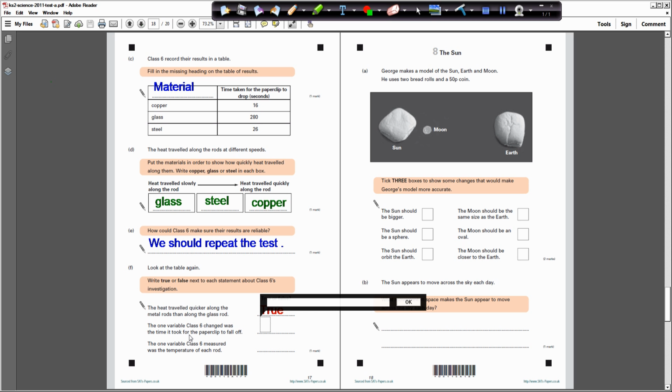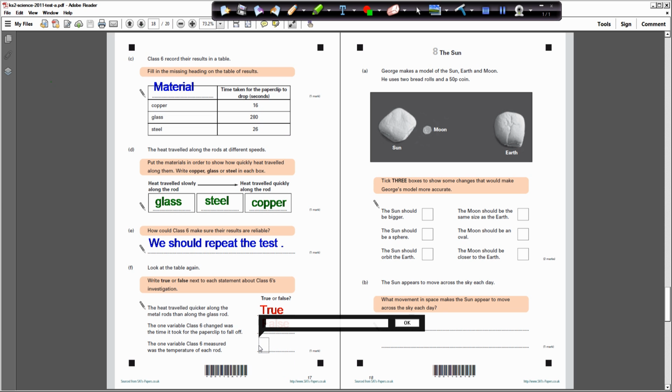The one variable class 6 changed was the time it took the paperclip to fall off. Is that true? Did they change the time? No. That's not the variable they changed. So that's completely false. Can we actually read the question first and think about it, rather than just give us the answers?